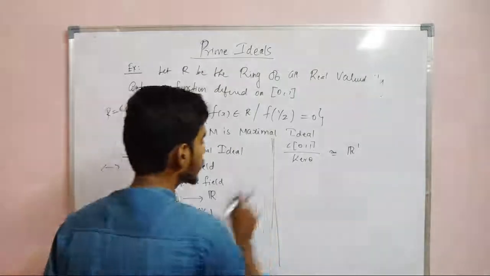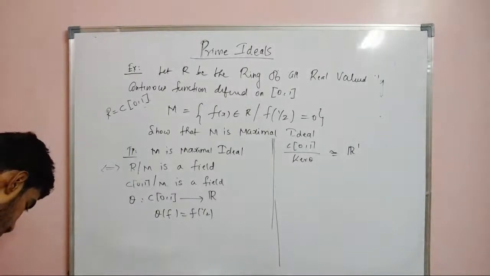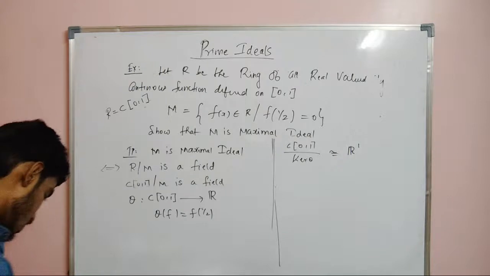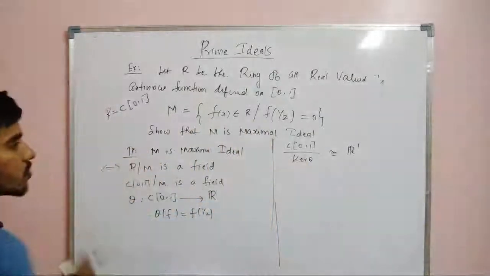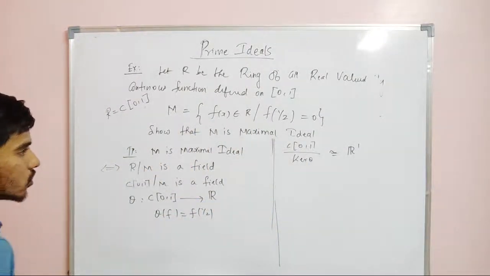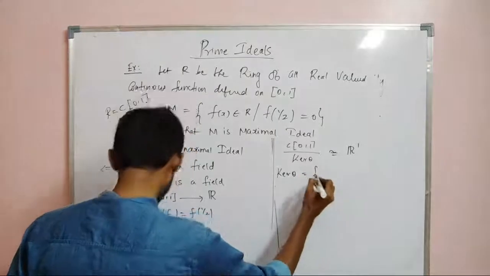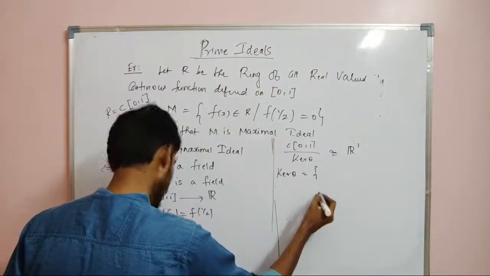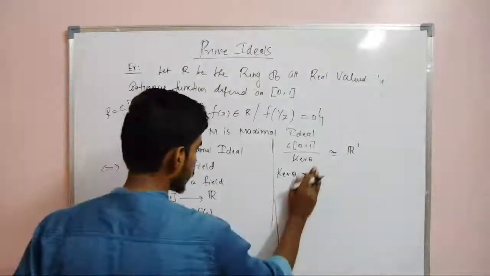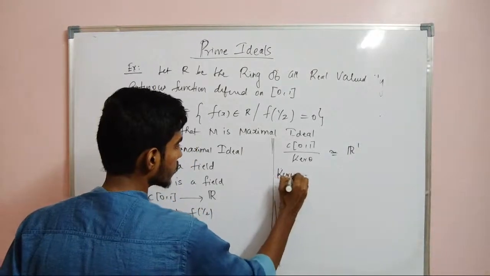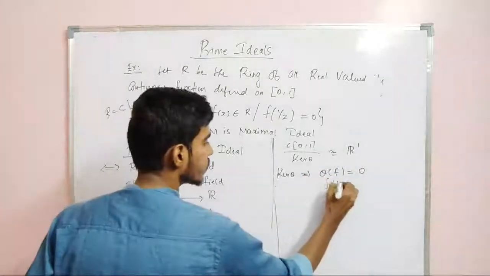Now we will find the kernel of this map. So what is the kernel of this map? We will prove that the kernel is nothing but the functions with F of 1 by 2 equal to zero. So we find the kernel of theta. Kernel of theta consists of all those functions which vanish at 1 by 2, because our map is F of 1 by 2. This implies theta of F has to be equal to 0, that is, F of 1 by 2 has to be equal to 0.